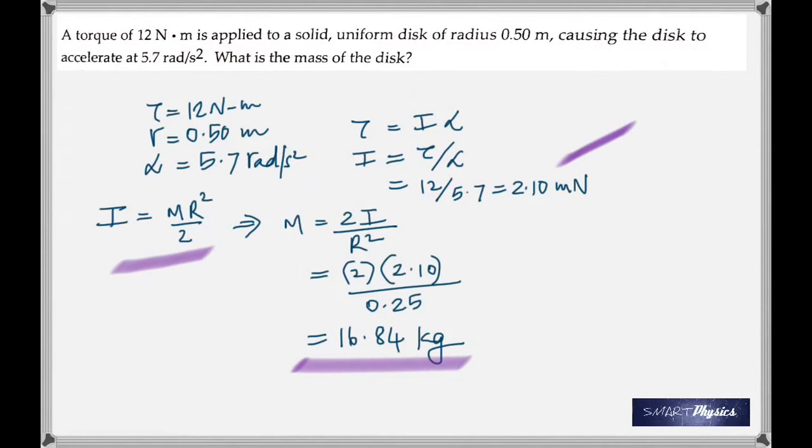Okay, in this question, the torque is given, and you have to find the mass of the disk. So first, find the rotational inertia using I is tau by alpha. Torque is 12. Angular acceleration is 5.7, so you get 2.10. But again, for a disk, rotational inertia is mr squared by 2, from which make the mass the subject. We already know I from here, so substitute that and you get it as 16.84 kilogram.